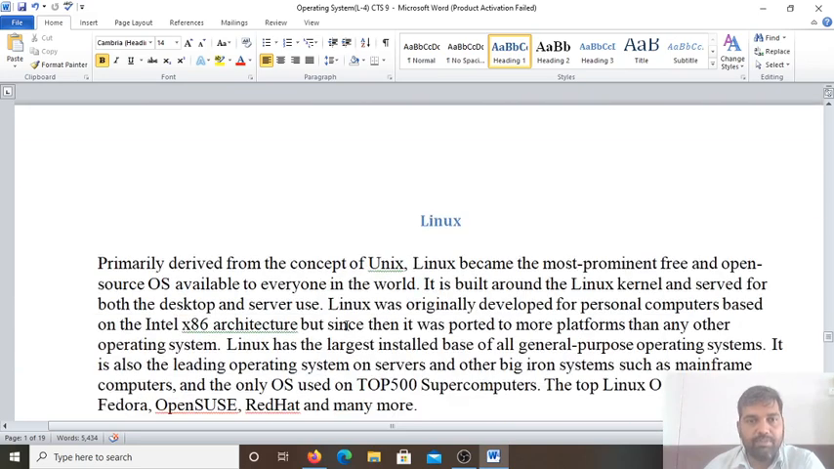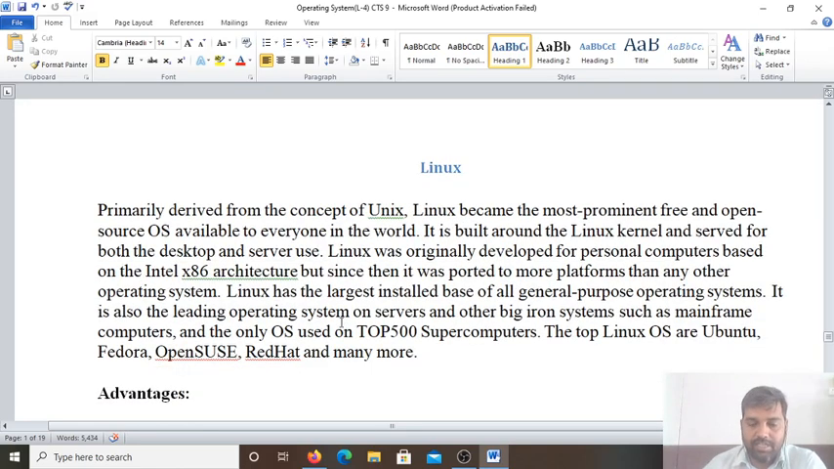Next is Linux. Linux is a high performance free operating system suitable for use on a wide range of computers and other products. Most versions of Linux, such as Fedora Core and Ubuntu, consist of a kernel accompanied by hundreds of free utilities and application programs in a coordinated package. Linux was developed for the personal computer based on the Intel 86 architecture, and since then it has been ported to more platforms than any other operating system.